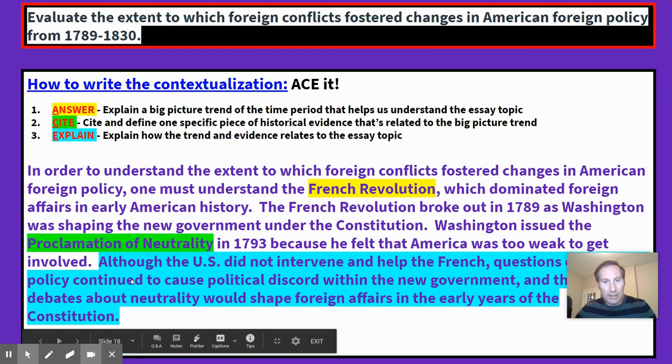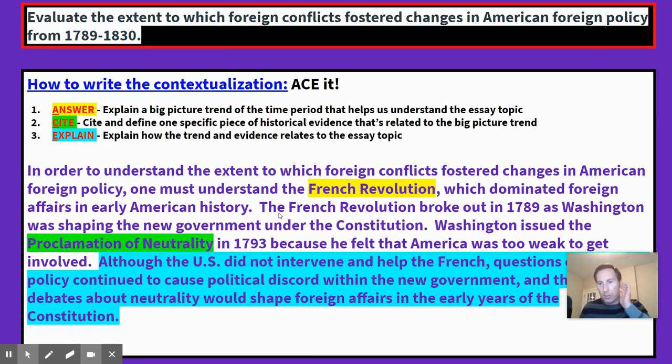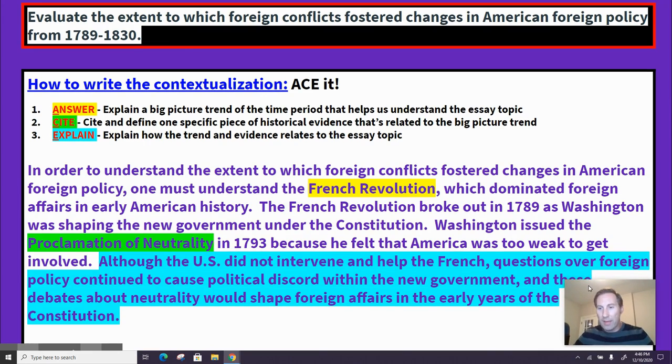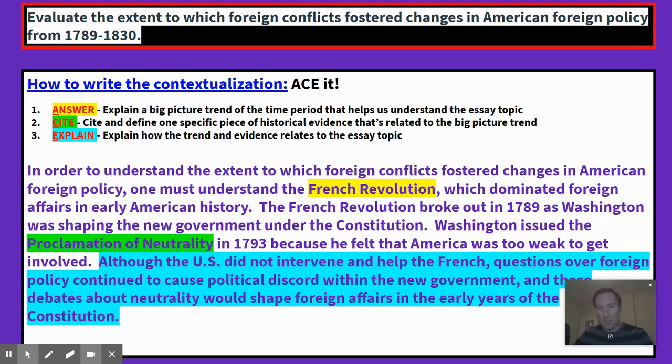And so what we want to do when we put together our contextualization is always ace our contextualization. And what that means is that we want to create a contextualization that is formatted using that same philosophy that we use when we do our short answer. So we want a big trend. That's our A. We want a citation that illustrates that trend. And then our E is our explanation of how that citation and that bigger trend relate to our prompt.